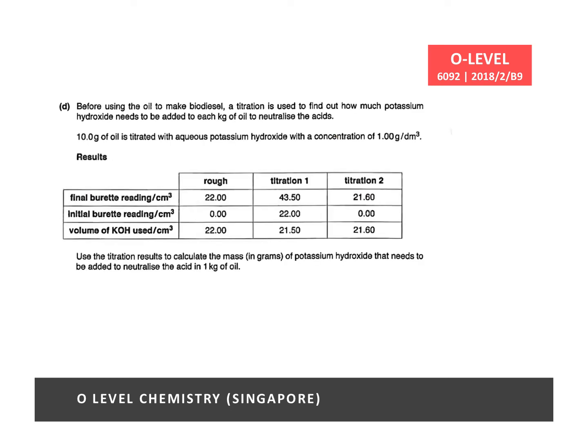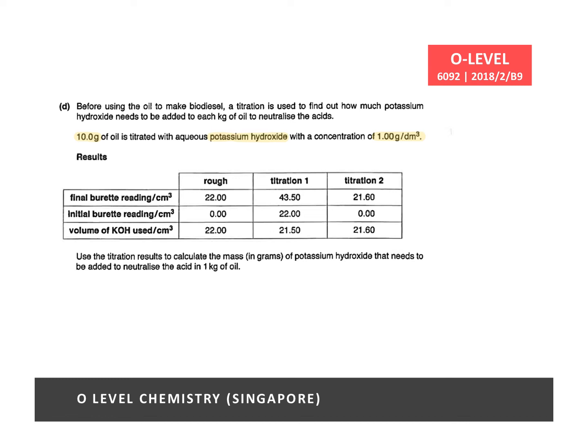So part D follows from part C, in which we mentioned that there are some impurity acids that must be reacted away. So in part D, they are talking about reacting the acids in vegetable oil with potassium hydroxide in a titration. So what we have is that 10 grams of oil is titrated with potassium hydroxide. The concentration is 1 gram per dm cube, and the volume of potassium hydroxide required is shown in the titration table. So this requires you to recall in a titration.